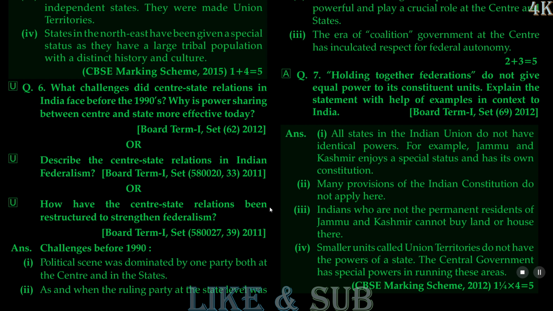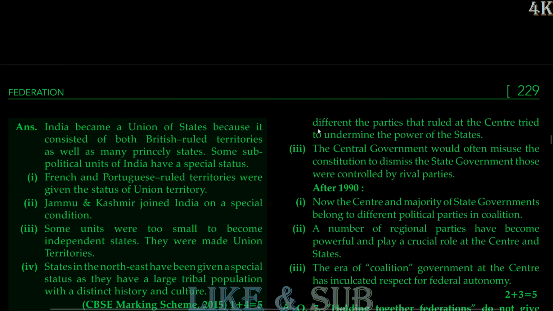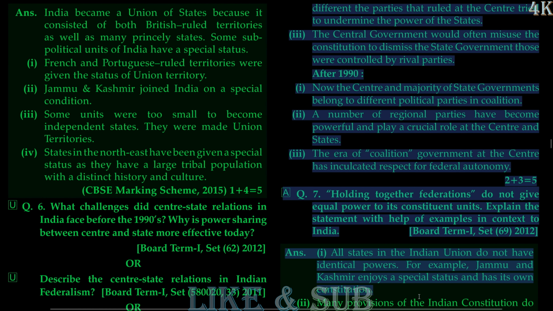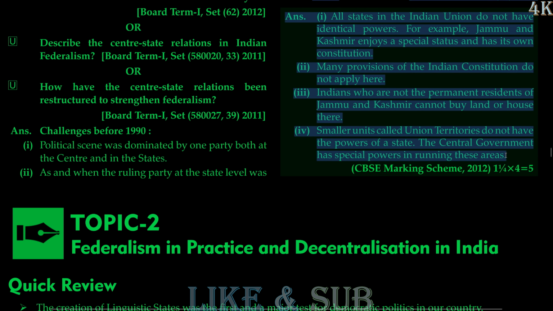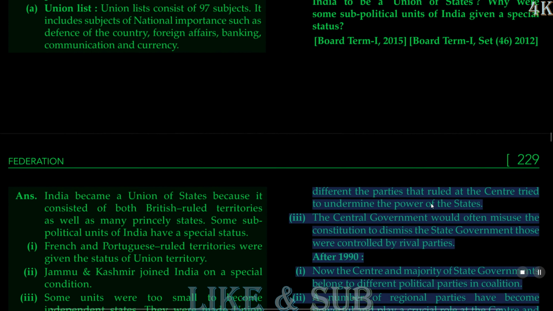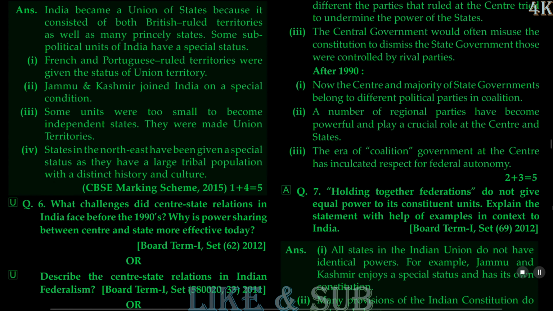Answer: Challenges before 1990. 1. Political scene was dominated by one party both at the center and in the states. 2. As and when the ruling party at the state level was different, the parties that ruled at the center tried to undermine the power of the states. 3. The central government would often misuse the constitution to dismiss the state governments that were controlled by rival parties.